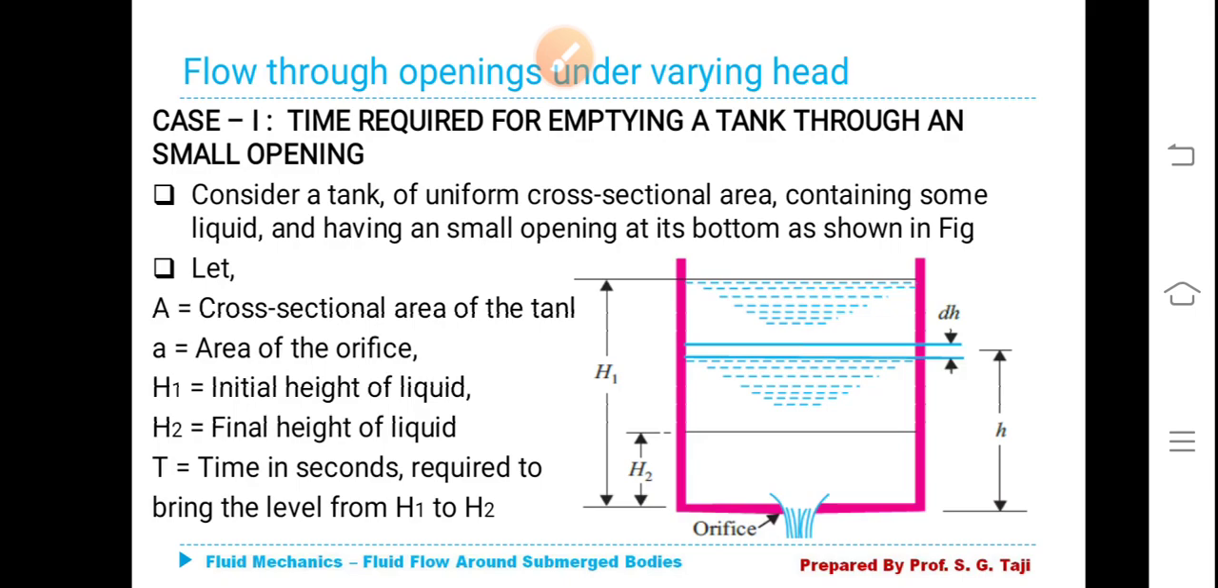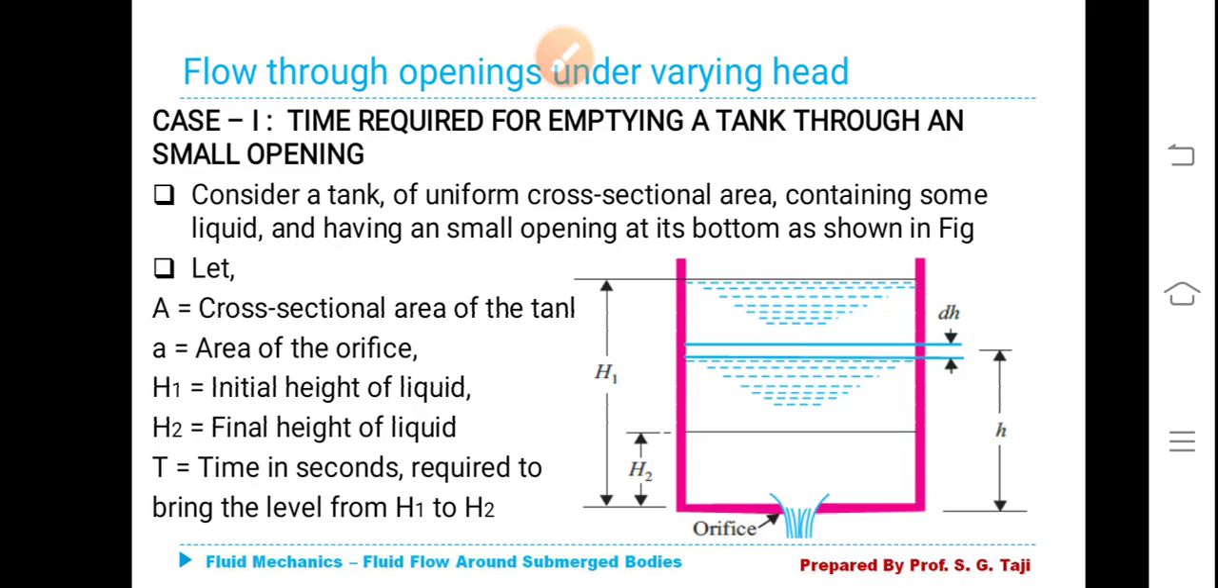That's why we take flow through openings under varying head. This is a good example of unsteady flow. Case 1: time required for emptying a tank through a small opening. The tank can be emptied by using various devices like an orifice, mouthpiece, or even a piece of pipe attached at the bottom of the tank, as shown here.